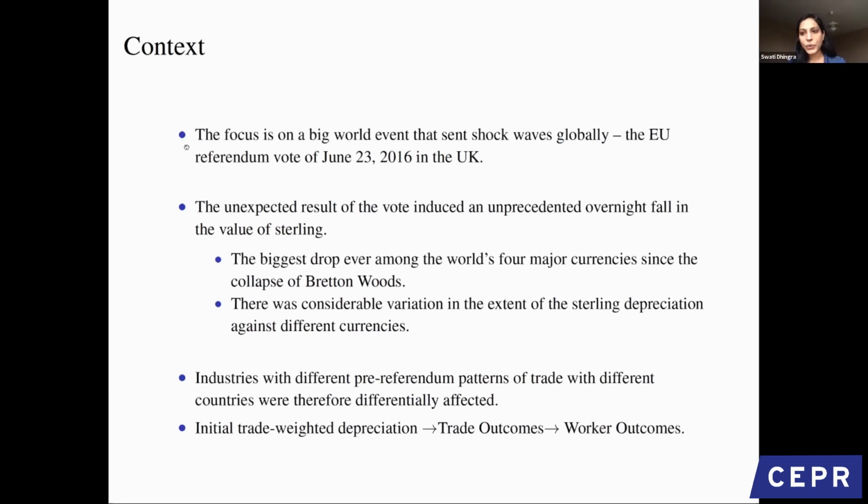What we're going to do is think of different industries as having very different pre-referendum patterns of trade, and therefore being differentially exposed to the sterling depreciation. What I'm going to try to show you is that the initial trade-weighted depreciation gives you an industry-specific measure of how a particular industry is affected. From there, we can trace out what happens to trade and finally what happens to worker outcomes.